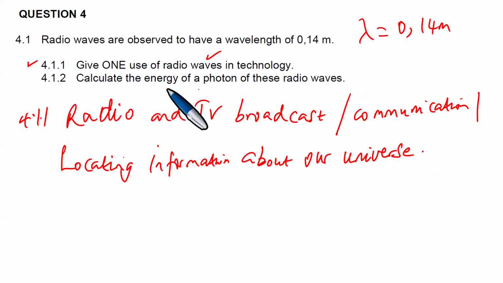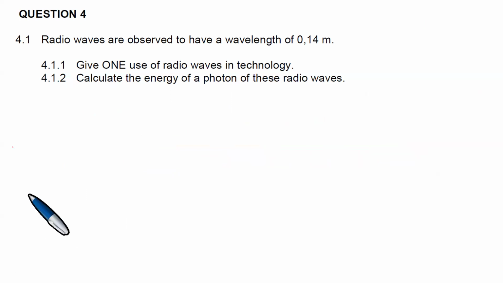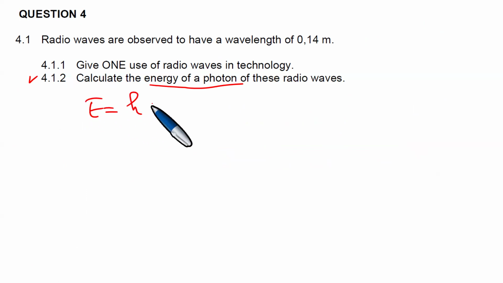4.1.2, calculate the energy of a photon. What is the formula for calculating the energy of a photon, Paul? Energy of a photon, what is the formula? So, the formula is... okay, that's fine. So the energy of a photon is hf. E equals hf.